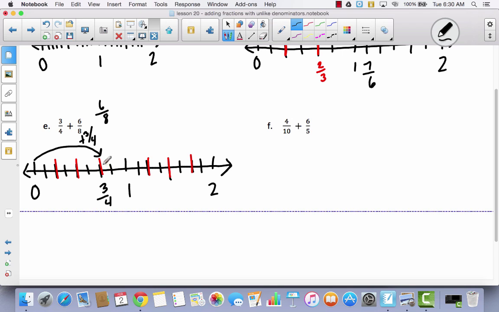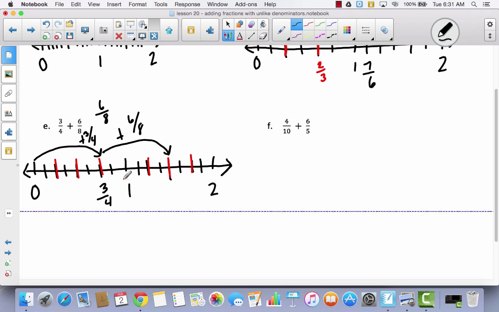And I'm going to add 6 eighths. So 1, 2, 3, 4, 5, 6. So this is where I'm going to end up. I'm going to kind of do this one backwards. Plus 6 eighths, and that puts me at, here is 1 whole, here is 1/8, 2/8, 3/8, 4/8.